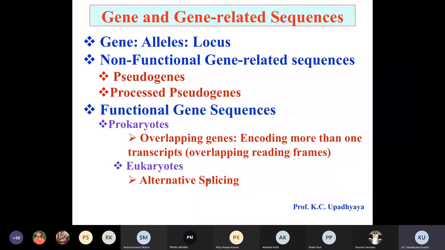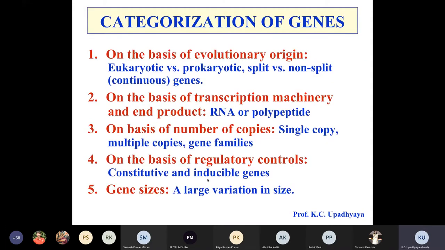Now, let's classify genes a little bit. We can classify on the basis of evolutionary origin, whether the gene is a eukaryotic gene or a prokaryotic gene. And the difference, we'll come back to this, is split versus non-split genes. Prokaryotic genes are continuous genes and eukaryotic genes are split genes. The organization-wise, they contain exonic sequences and intronic sequences. And on the basis of transcription machinery, of course, we already discussed that the end product of a gene is RNA or a polypeptide. So whether RNA coding genes or protein coding genes.